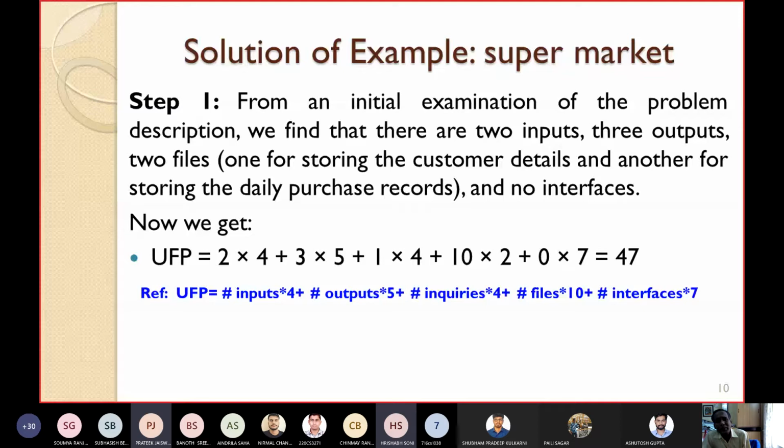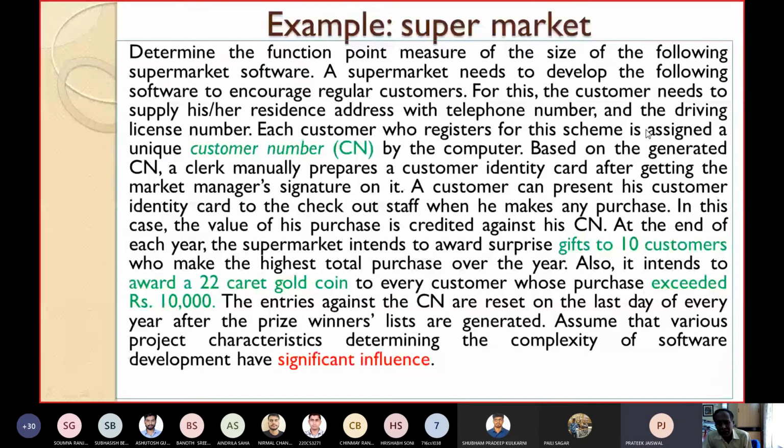And sir, what are the 3 outputs? I have told the 3 outputs here. See, what will the system generate? First, the customer number. Once you give the customer telephone number, his details like address, telephone number and driving license. Customer number, another is the gold coin. Another is the gift. There are two gifts. One is the regular gift, for the highest 10 customers, those who make the highest purchase. Another is the gold coin gift. Okay, 2 plus the customer number CN, so there will be 3 outputs.